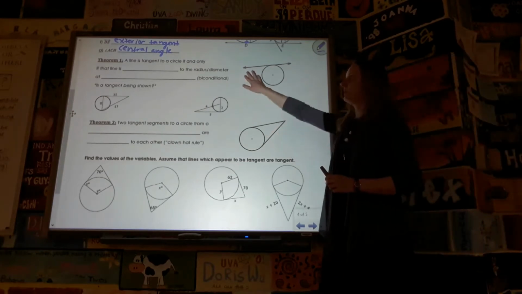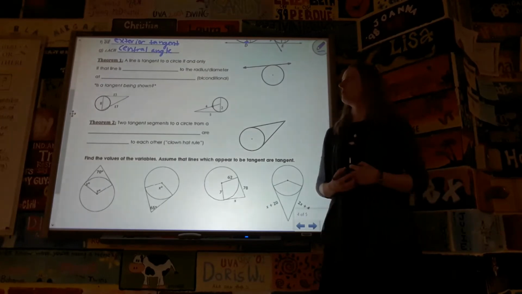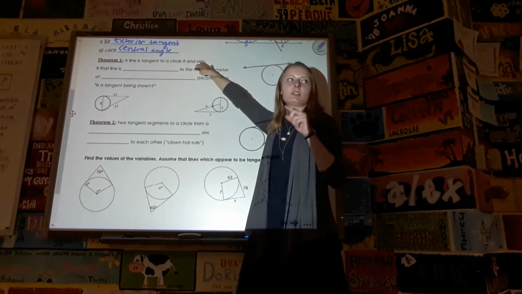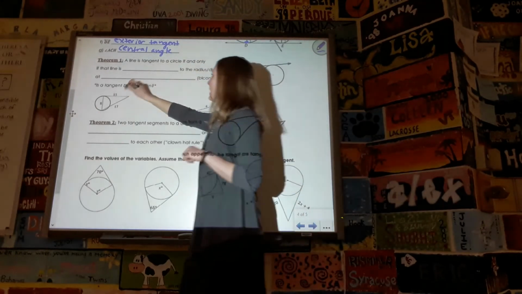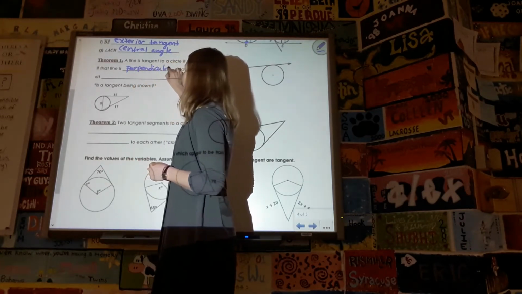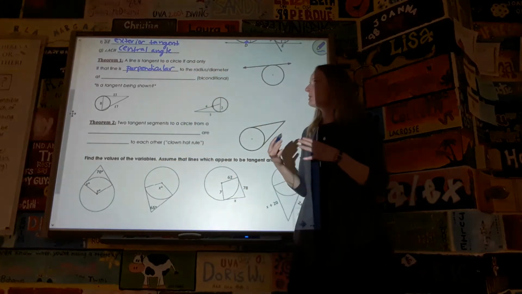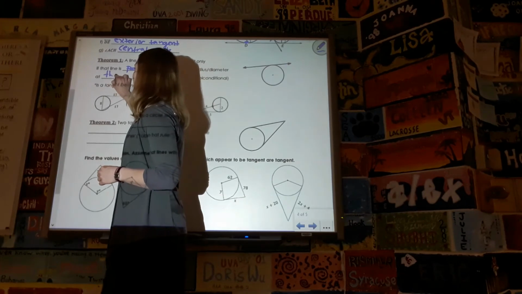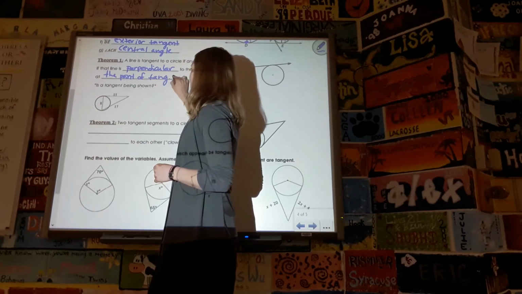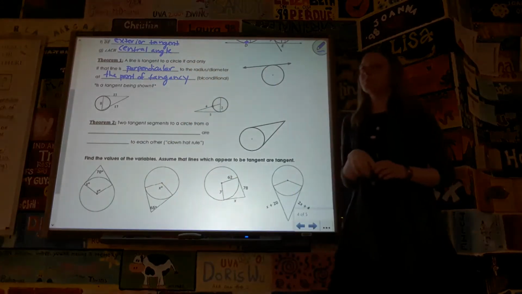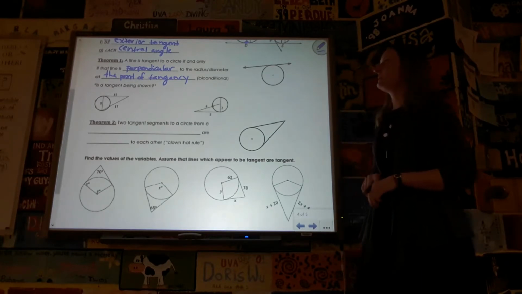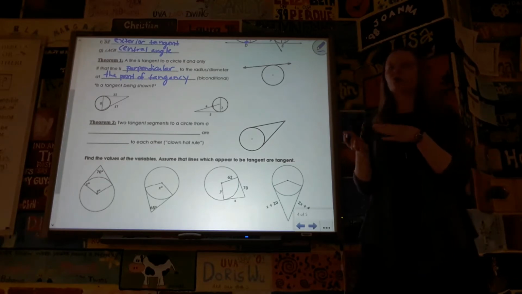Now we're going to talk about the two theorems that we know about a tangent to a circle. The first one: a line is a tangent to a circle if and only if, so that means it's a biconditional. Remember the double arrow we learned in Unit 2? If that line is perpendicular to the radius or diameter, depending on which is drawn, at the point of tangency.